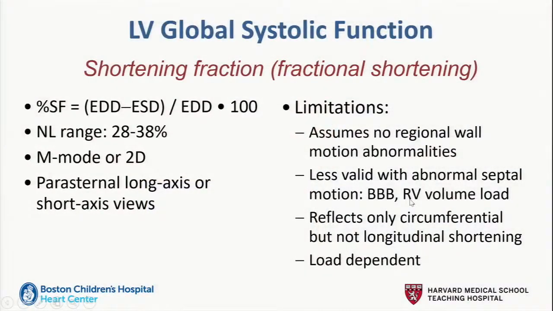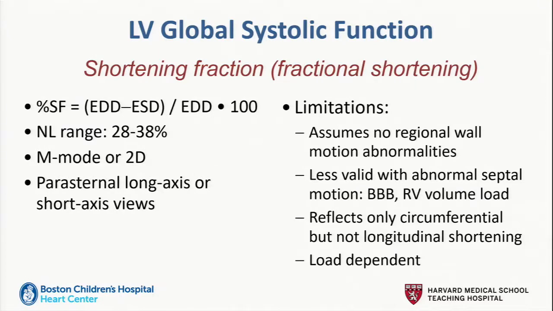It's also less valid in the setting of abnormal septal motion, such as what you'd get during bundle branch block or RV volume overload, when the septum is pushed into the LV in diastole. It also reflects only circumferential, but not longitudinal shortening. You're looking at it as it goes from a big circle to a little circle, but you're not looking at that other component, that base to apex contraction of the ventricle.